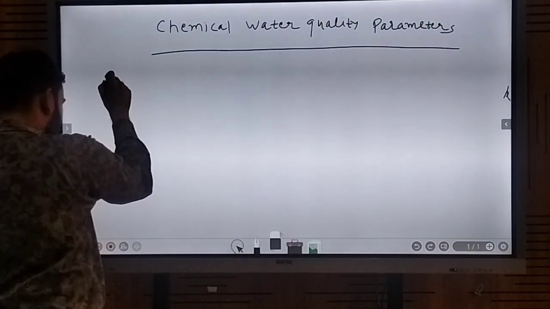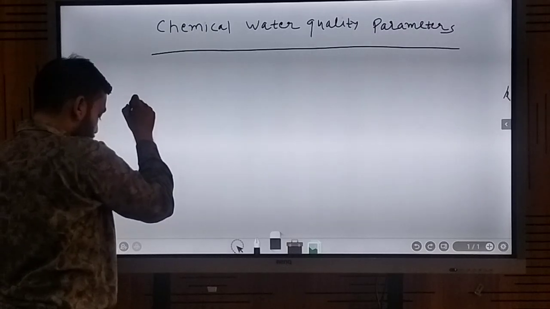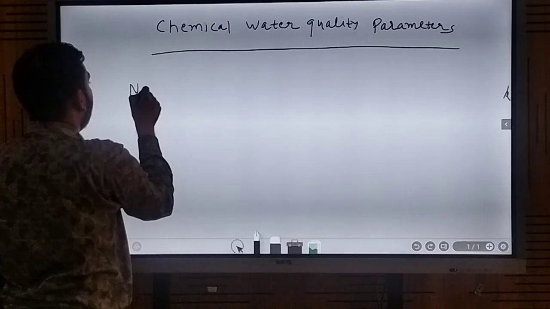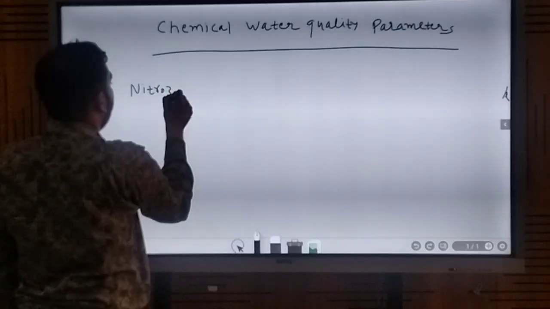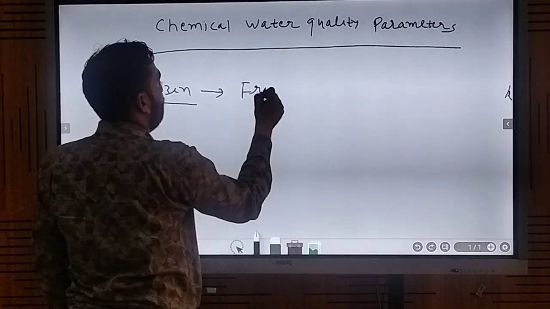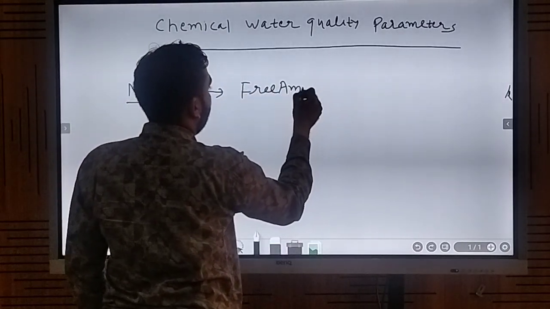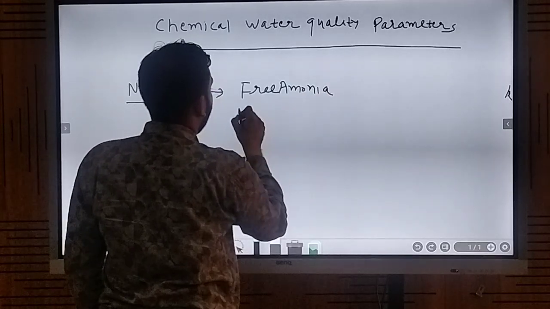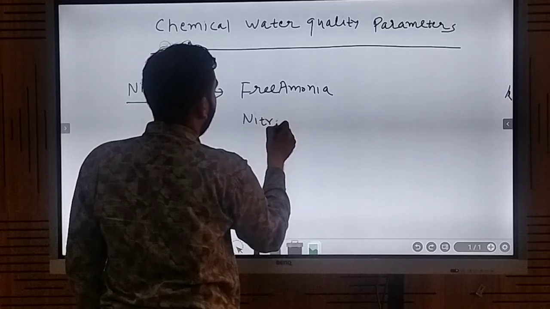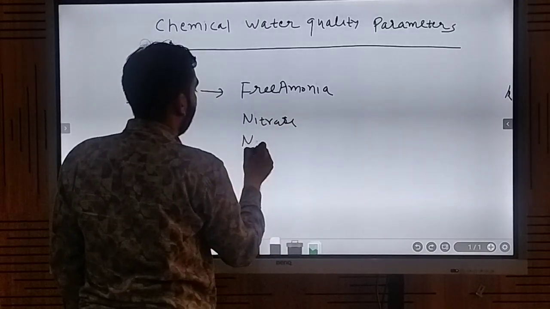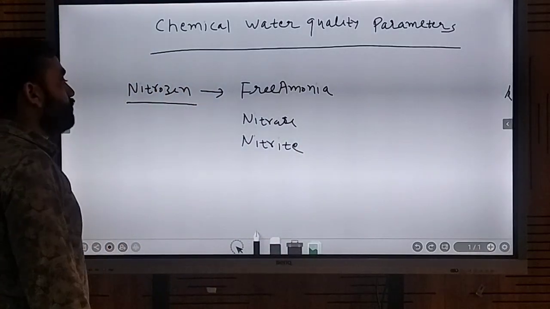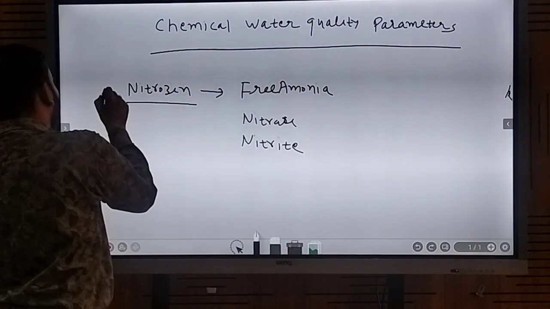Next water quality parameter is nitrogen. Nitrogen occurs in free ammonia form, nitrate form, and nitrite form. So these are the chemical water quality parameters.